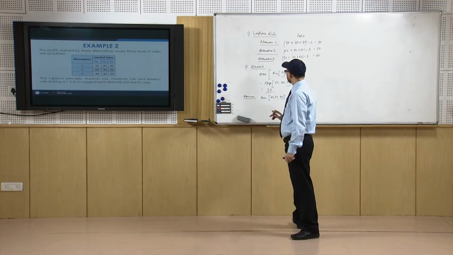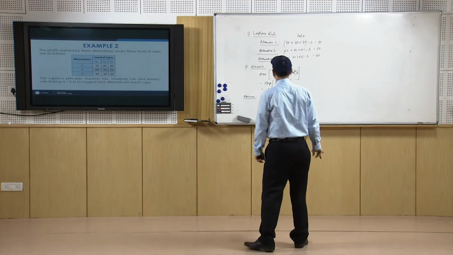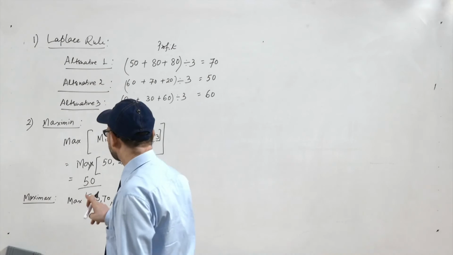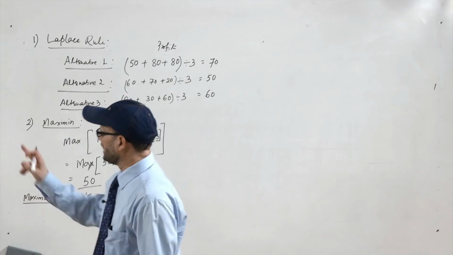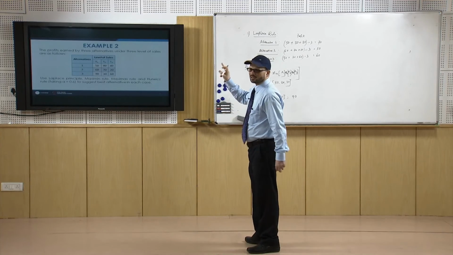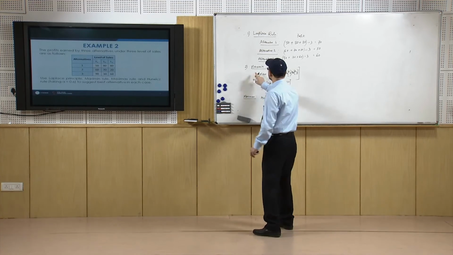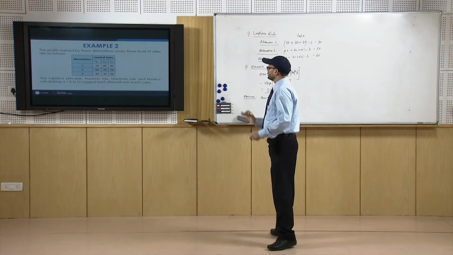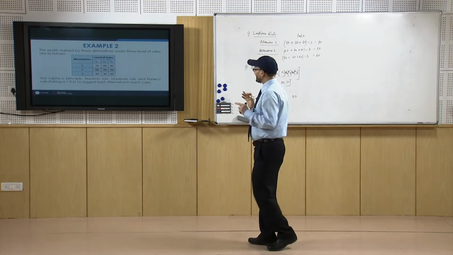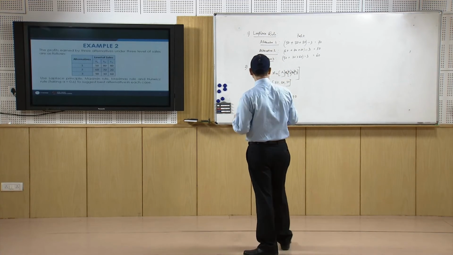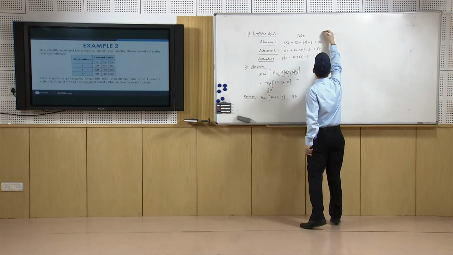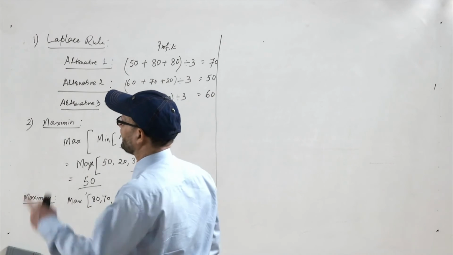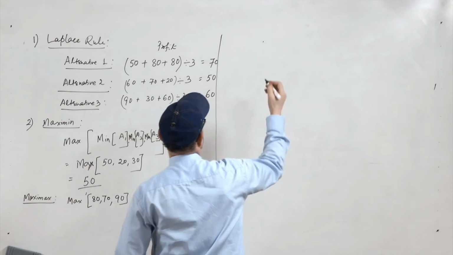So, based on maximin, you see that alternative 1 is coming into picture, whereas using maximax alternative 3 is under consideration. So, this is how maximin and maximax can be used to come to the selection of alternatives which gives you the desired objective. Now, let us discuss the third rule, that is the Hurwitz rule.